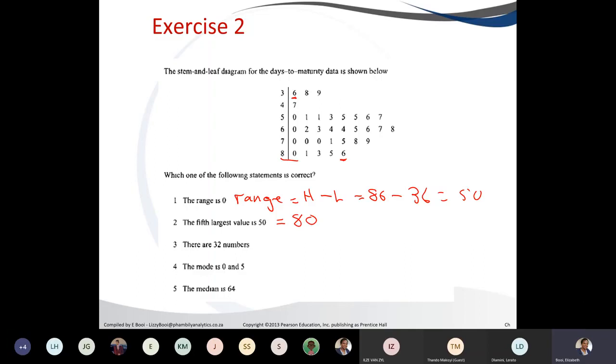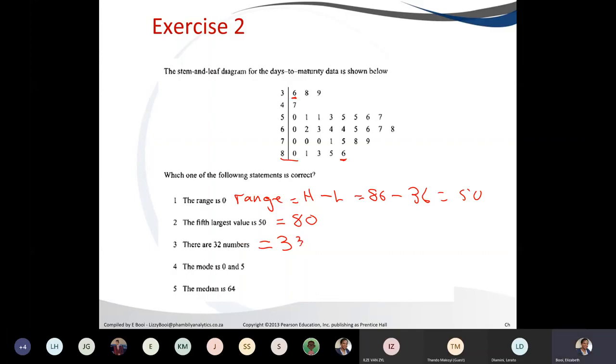Did I miss something? I don't know. I counted so quick. So I'm going to double check myself because I was counting very quick. 3 at the top, 4, 5, 6, up to 33. Okay, I counted right. So there are 33 values here, not 32.